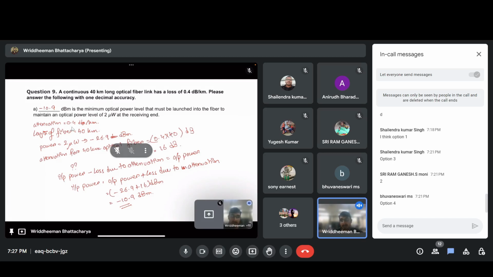What we are getting, the attenuation is 0.4 dB per kilometer. For the full 40 kilometers, how much is the attenuation? It is 16 dB, right? And the power is 2 microwatts, but we have to convert microwatts to dB, so by the conversion we are getting minus 26.9 dBm. The question asks: what is the minimum optical power level that must be launched? That is the input power. The input power minus the loss due to attenuation should be the output power.